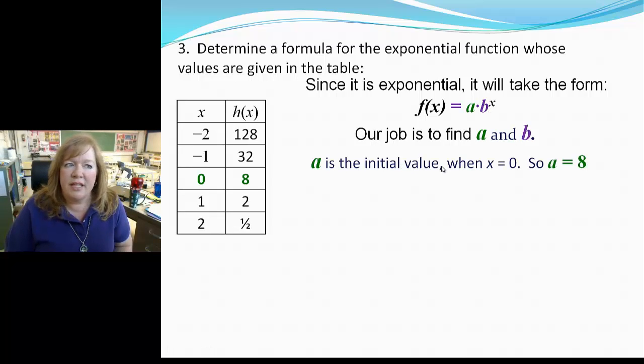So a is just the initial value when x equals 0. In this case, you can see when x is 0, y is 8. That's the output of the function, and so 8 is little a. So we've already got part of it. Now we need little b.